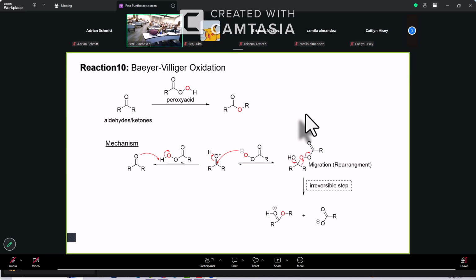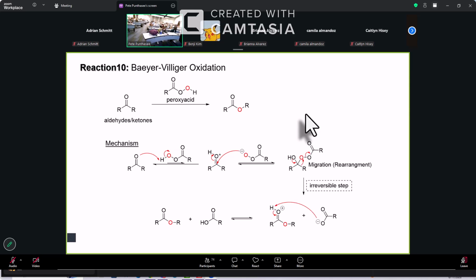Like an alkyl group shift. But no one draws it like this. I'll redraw this guy one more time. 1, 2, and 3. That one. And once you have this, hopefully you know that you have to deprotonate it. Can you see that? Deprotonation. All right. I have this.